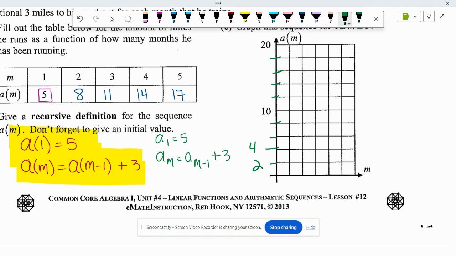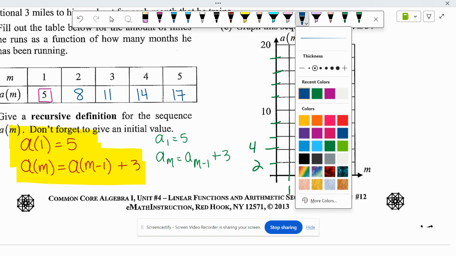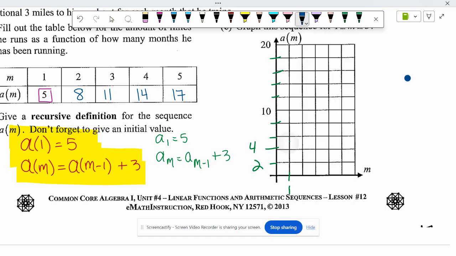Okay. So when x is 1 or when m is 1, my output is 5. That's going to go right in between the 4 and the 6. Right there. When m is 2, my output is 8. When m is 3, my output is 11. That's going to go right in between my 10 and my 12. When m is 4, my output is 14. And when m is 5, my output is 17. How do we feel about that?